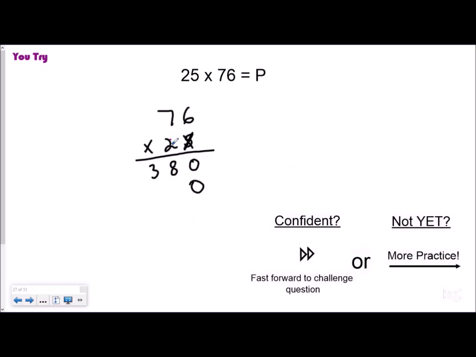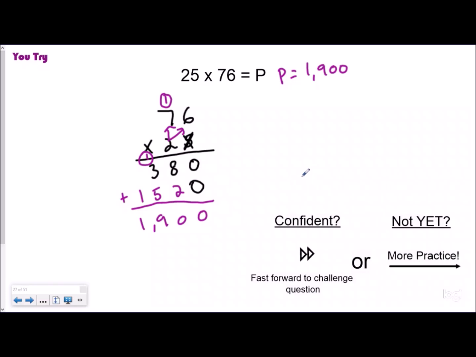Now I'm going to go in my tens place, right, which is why I put my place value holder here. And I'm going to do 2 times 6, which is 12. Regroup my 1 next to the digit I multiplied up top by. 2 times 7 is 14, plus 1 is 15. I'm going to add my 2 products together, and my answer should be 1, 9, 0, 0. My product is 1,900. So P equals 1,900.